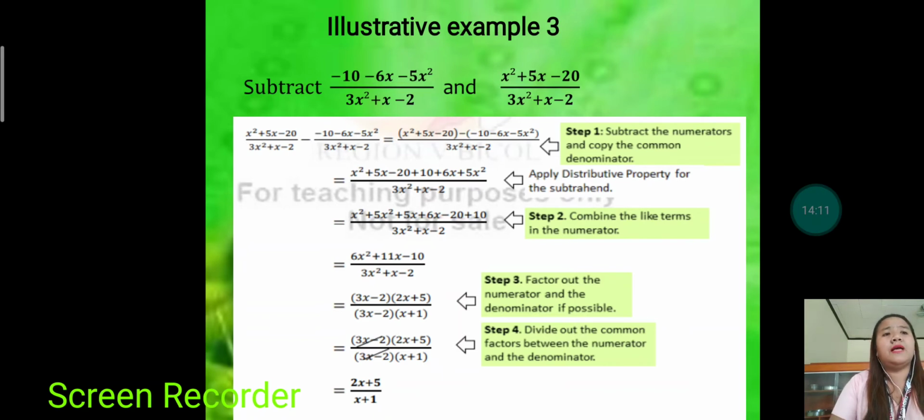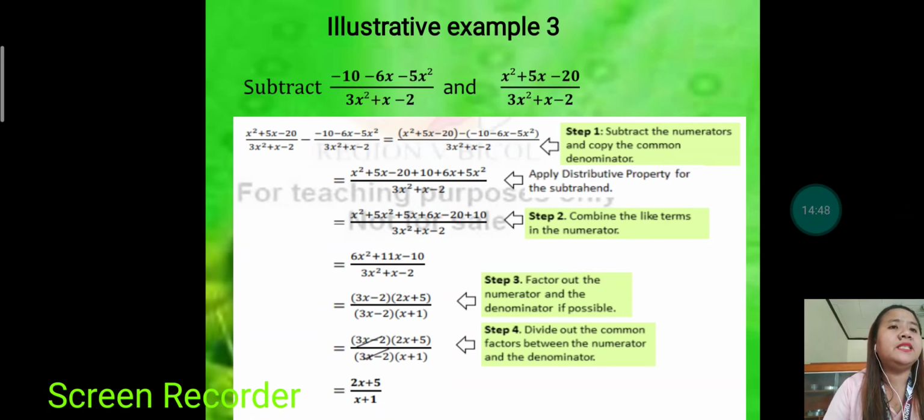Where did that positive 10 come from? Since the operation is subtraction, minus and then negative, we're going to multiply them, and it will become positive. So, plus 10, and then another thing is minus multiplied by negative 6. The sign will change again, so it becomes positive 6x. And then, minus multiplied by negative 5x squared, the sign changes again, and it becomes positive 5x squared.